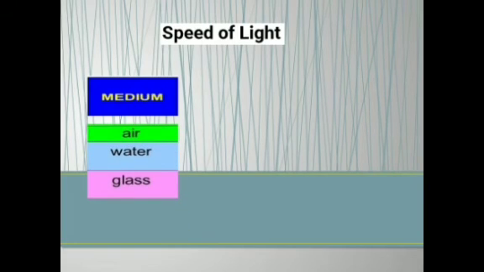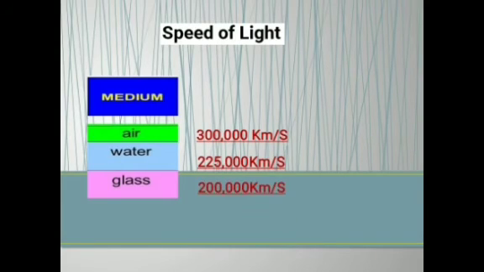The speed of light in air is approximately 3 lakh km per second. The speed of light in water is approximately 2,25,000 km per second. The speed of light in glass is approximately 2 lakh km per second. Now see the speed of light in different medium.